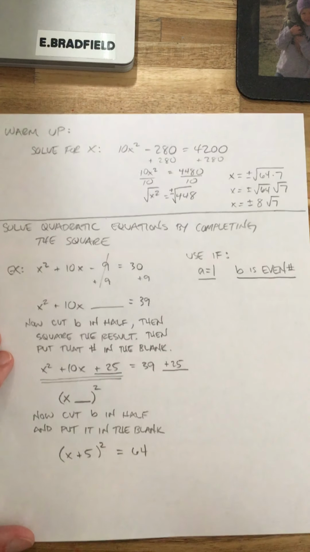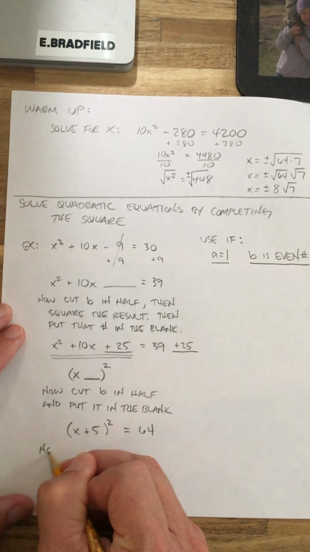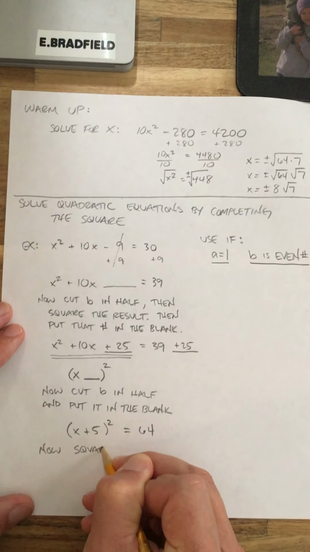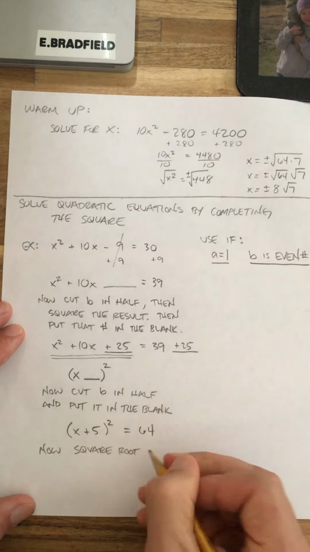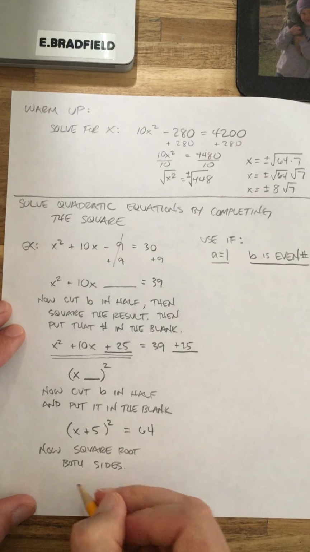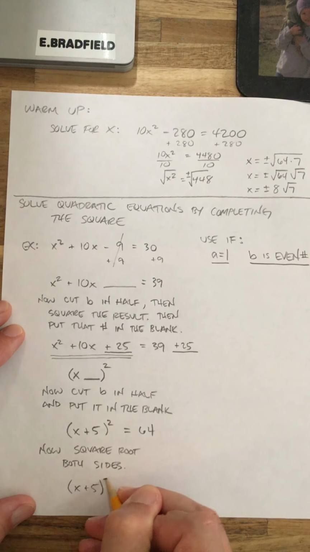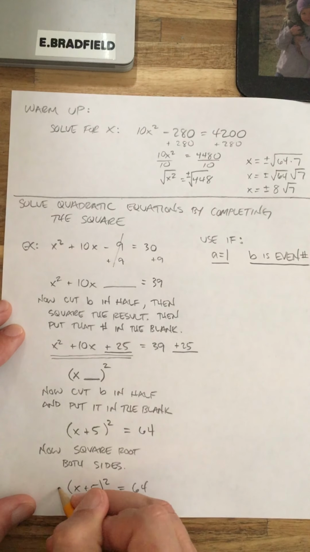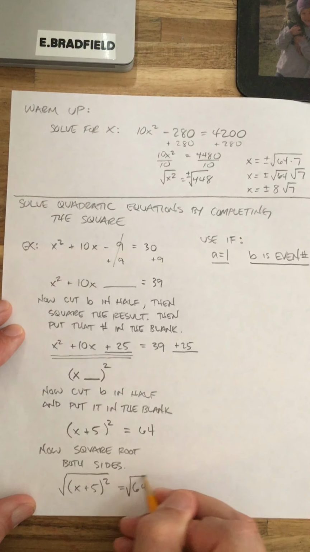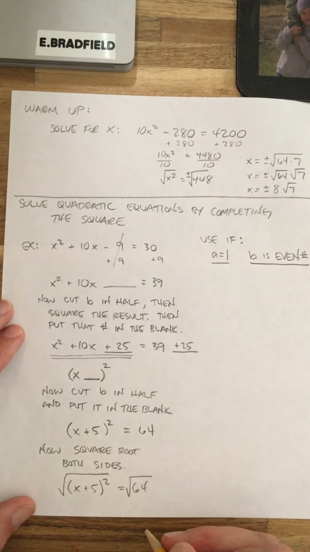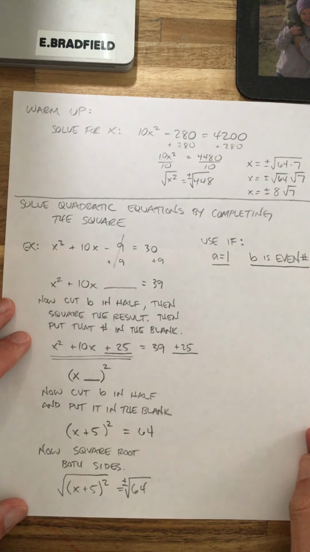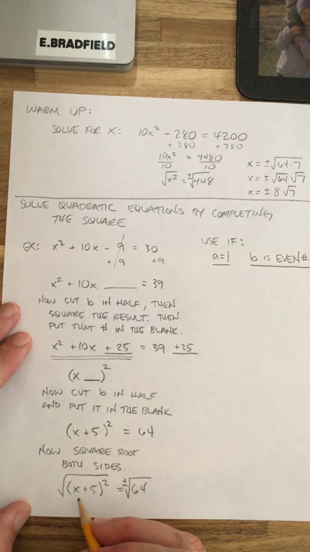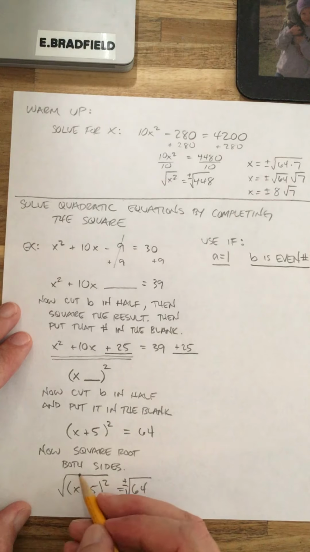Okay? And now, square root both sides. So we get x plus 5 squared equals 64. I'm going to take the square root here. I'll take the square root here. And don't forget, when you take the square root of both sides, you have to put plus or minus. Don't forget that. Okay?